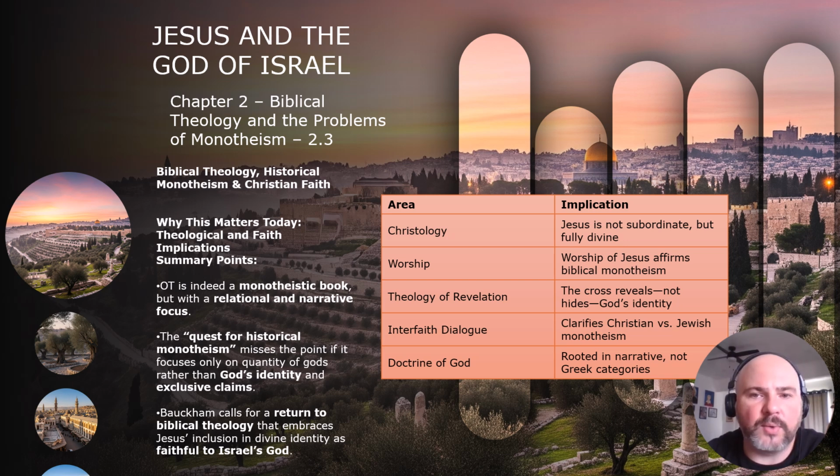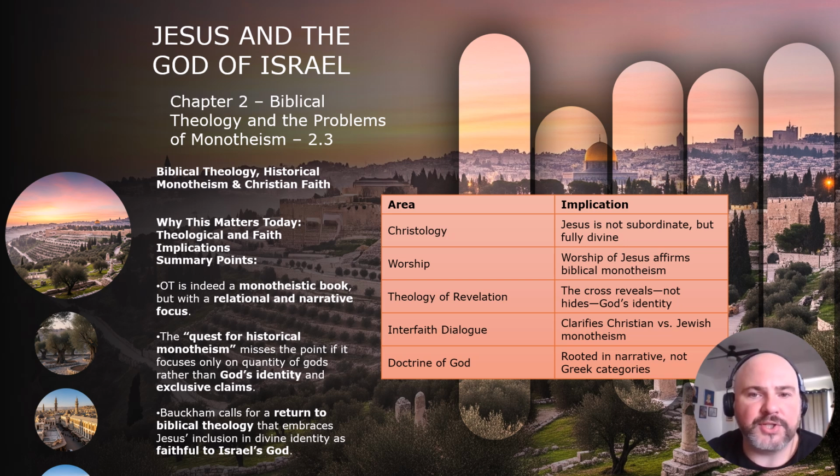The modern scholarly quest to define historical monotheism often focuses on how many gods ancient people believed in. Bauckham argues that this misses the heart of biblical faith, which is about God's identity, not merely God's numerical uniqueness. A key insight here is that Jesus' inclusion in the identity of the one God is not a deviation from Jewish monotheism, but a faithful extension of it. Jesus shares the roles that define God in the Old Testament: creator, sovereign, and the one who is worshipped. This has several contemporary implications, which are outlined in the chart on the slide.